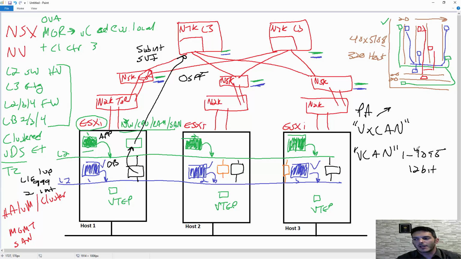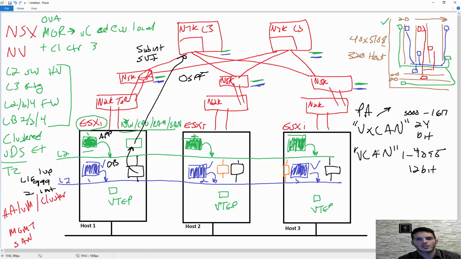Where VXLAN comes into play, VXLAN is a 24-bit field. And it starts off at 5,000 and goes through 16.7 million. Okay. Now, again, don't let the term freak you out, because really all you're doing is replacing VLAN with VXLAN. It's encapsulation at the end of the day.